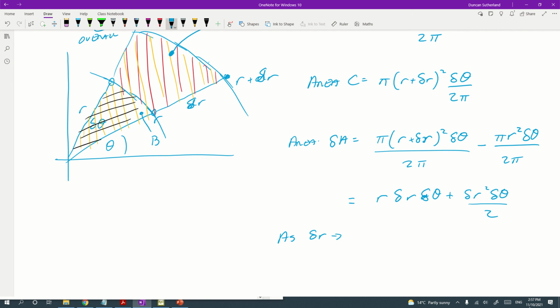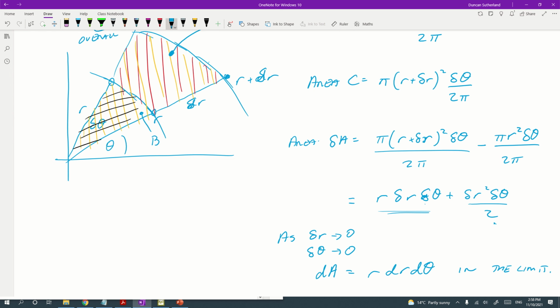As delta r tends to 0 and as delta theta tends to 0, you've got these things tending to infinitesimals. This, because of the squared, disappears faster than this term, and you have that your area element in the limit is r dr d theta. So you've got a new area element dA after you neglect this squared higher order term, right? So it disappears in the limit.